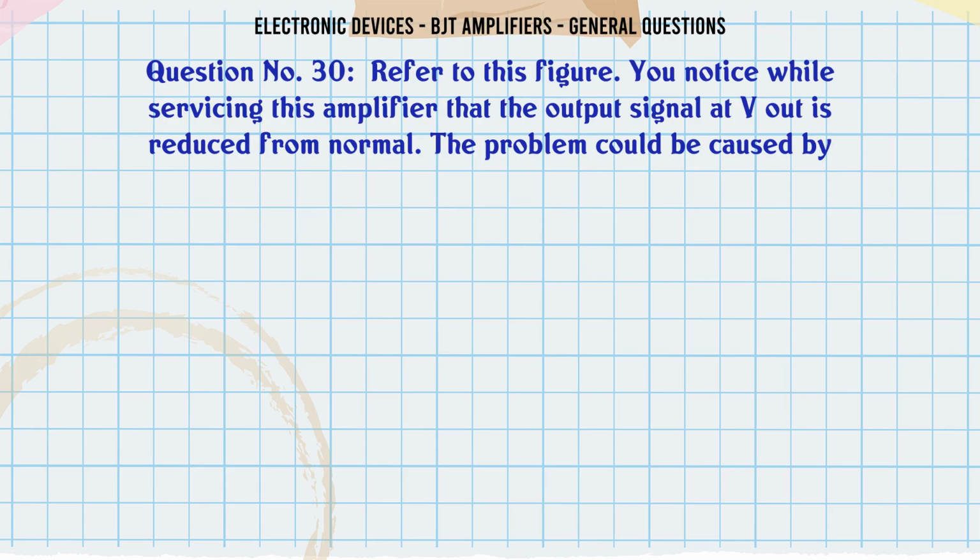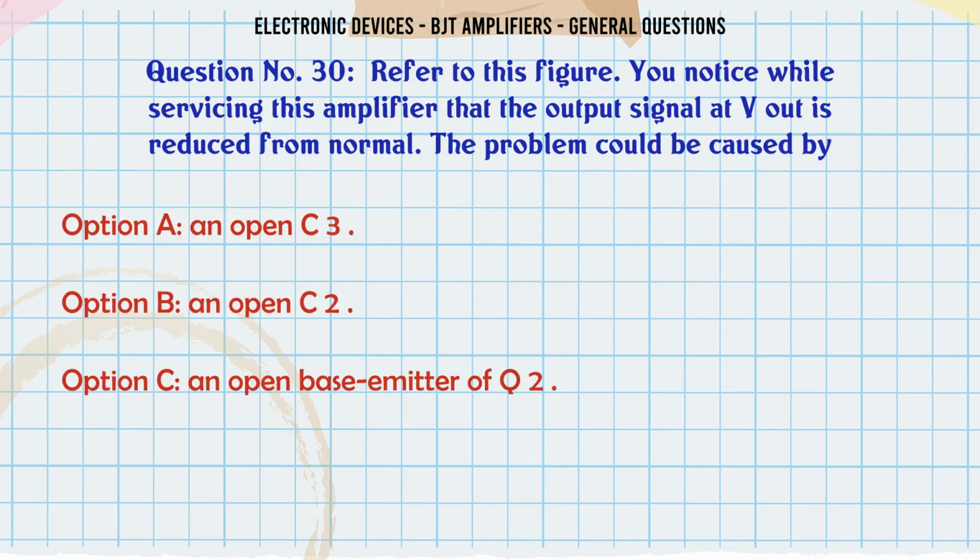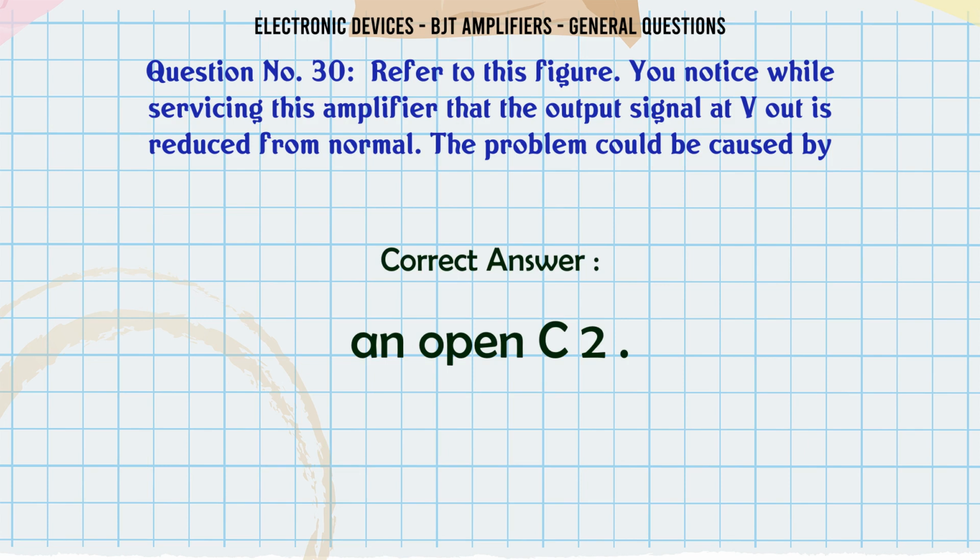Refer to this figure. You notice while servicing this amplifier that the output signal at Vout is reduced from normal. The problem could be caused by A. An open C3. B. An open C2. C. An open base-emitter of Q2. D. A shorted C2. The correct answer is an open C2.